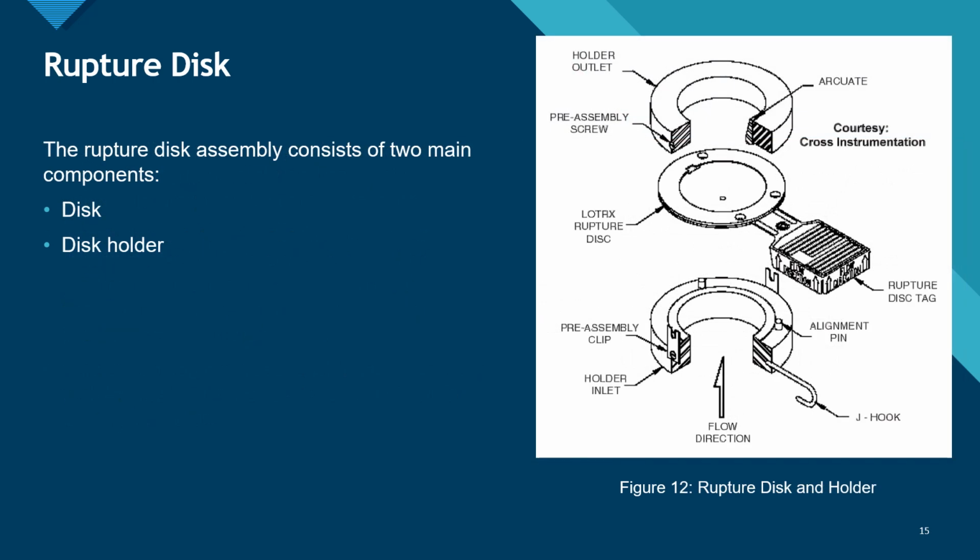Assemblies consist of two main components, the first being the disc. A thin metal diaphragm is formed into a spherical shape, ensuring a consistent burst pressure within a predictable tolerance and an extended service life. Secondly, we have the rupture disc holder, which is a flange structure specifically designed to securely hold the rupture disc in place.